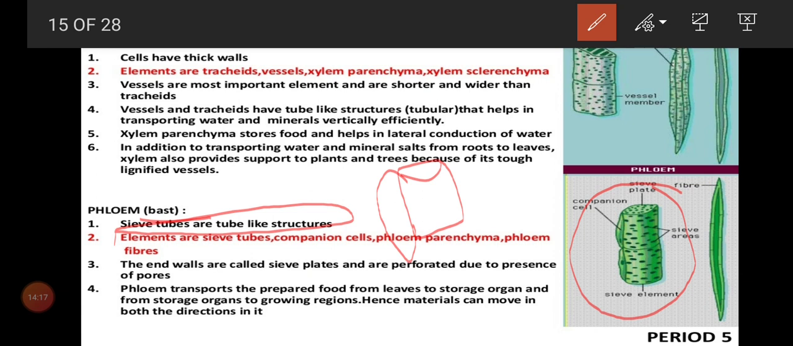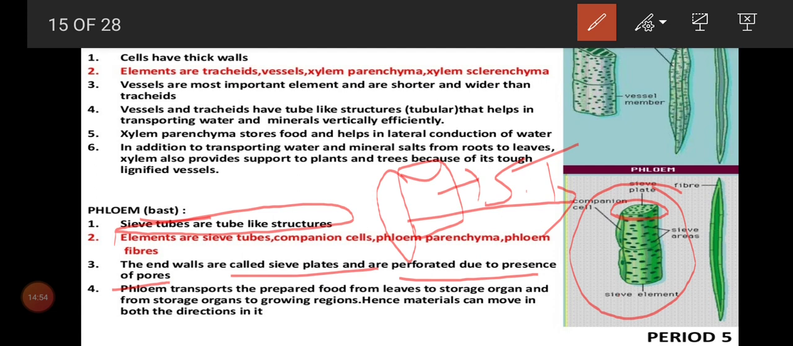So what is a companion cell? A cell which is attached to the sieve tube is called a companion cell. Is that clear? So the sieve tube and companion cells will help in the transport of food items. And here the end walls are called sieve plates, perforated due to the presence of pores. This is what we call the end wall. So the end wall has small pores, and because of the presence of pores, we call it perforated.